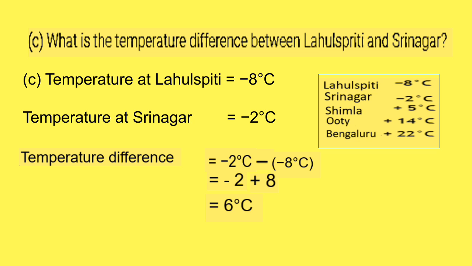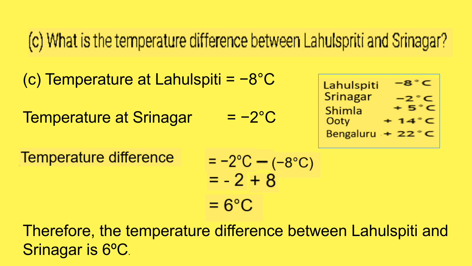For different signs, I am going to subtract the smaller value from the larger one, and I will put the larger number's sign. So 8 minus 2 is 6, and the larger number is 8. Here the larger number is 8, so the symbol of 8 is plus. So I will put plus 6 degrees Celsius. Therefore, the temperature difference between Lahaul Spiti and Srinagar is 6 degrees Celsius.